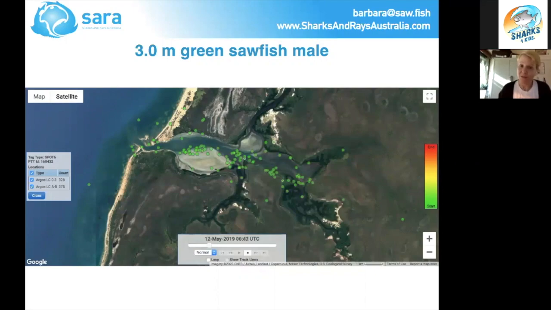So yeah, they have very, very small home ranges compared to other sharks and rays, which makes them quite vulnerable as well to fishing and things like that. I won't show you the whole video, it will go forever.